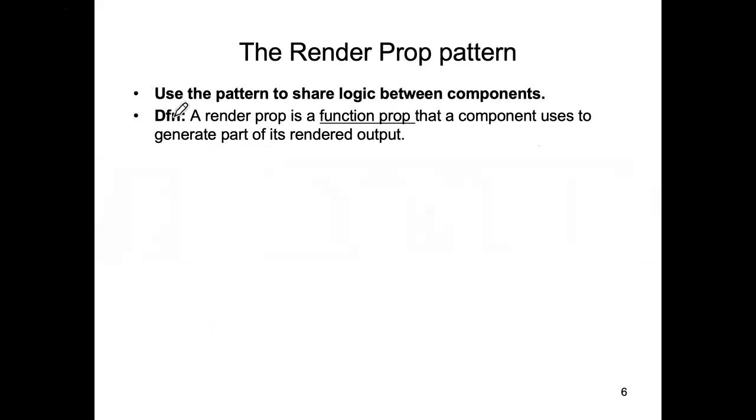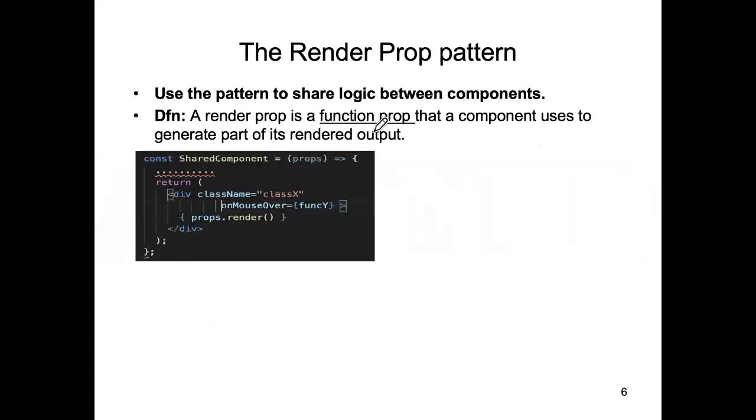So the definition is that a render prop is a function. It's a function prop, or a prop that is a function that a component uses to generate part of its rendered output. In other words, its JSX.